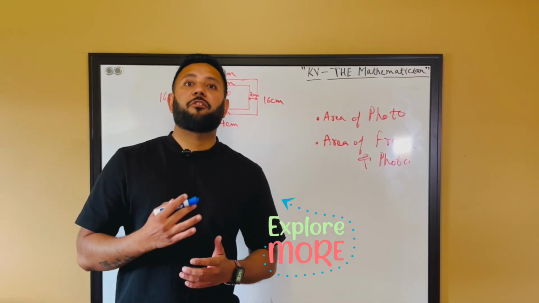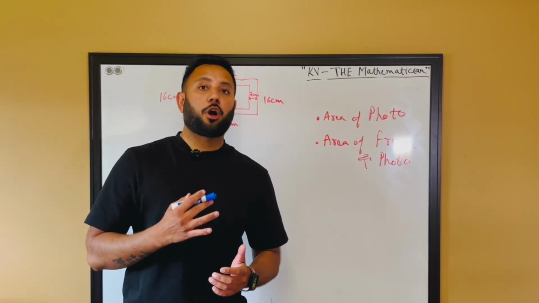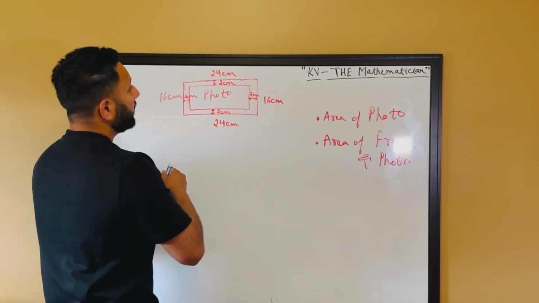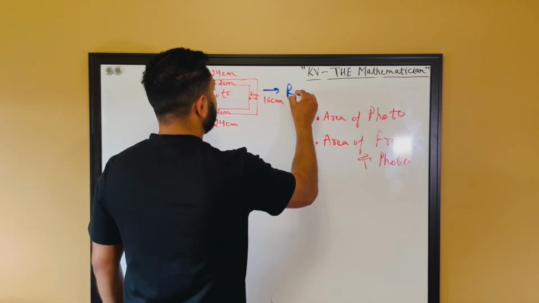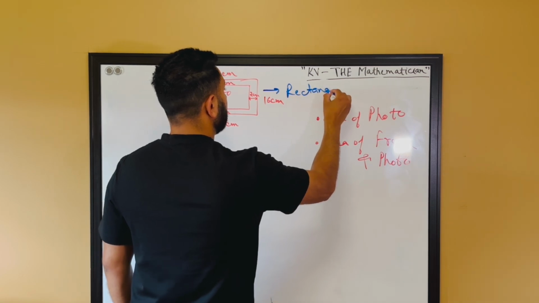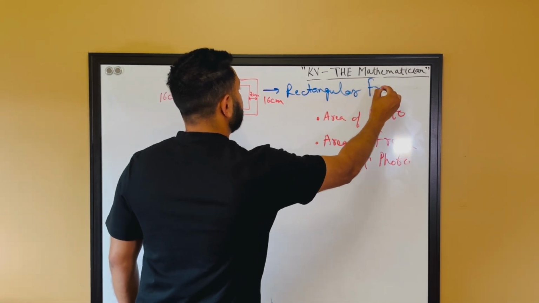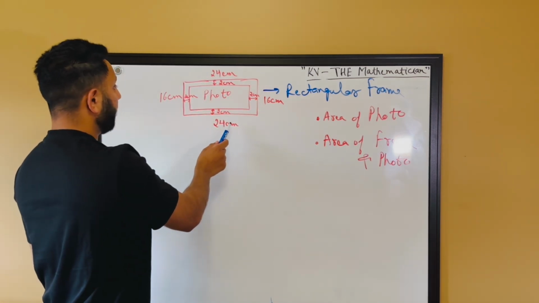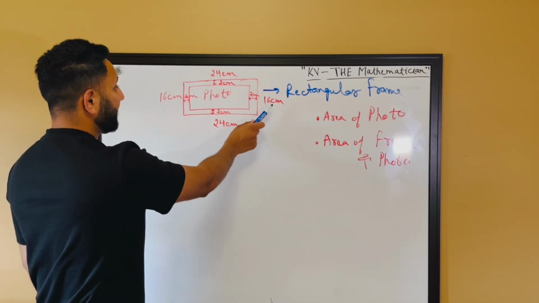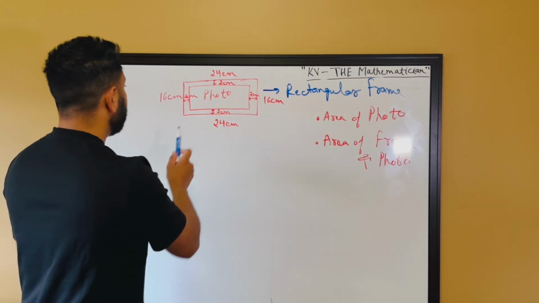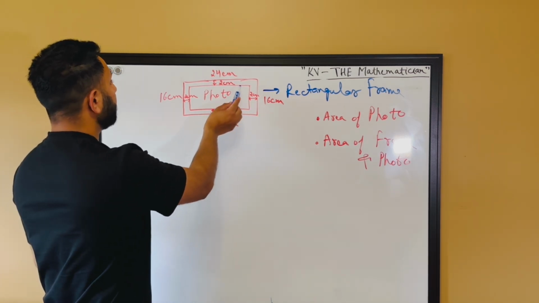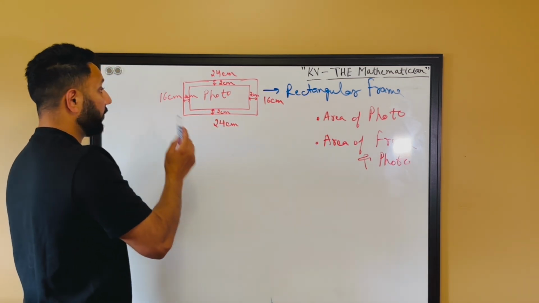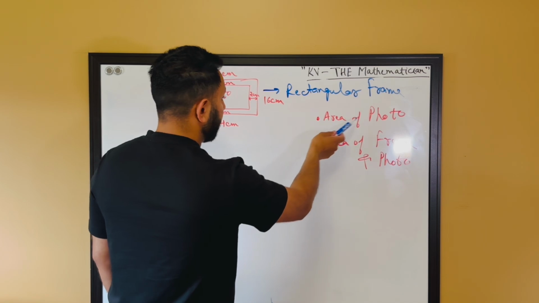Now we're going to do a couple of examples that will illustrate the topic more. So let's take this example. This is a rectangular frame, and inside the frame there is a photo. The dimensions of the frame are 24 centimeter length and 16 centimeter breadth, and the thickness of the frame is 2 centimeter. This is a photo that is inside the frame, and what we need to find out is the area of the photo.